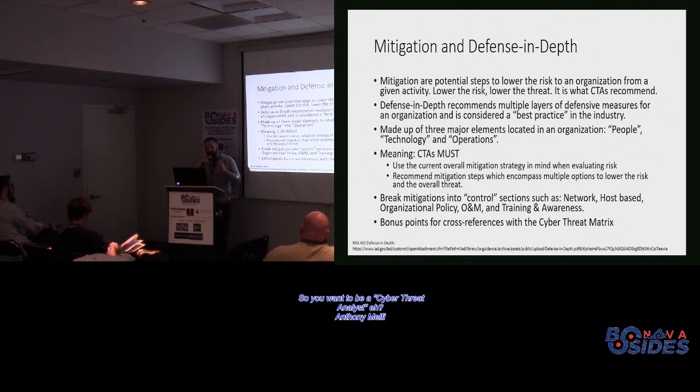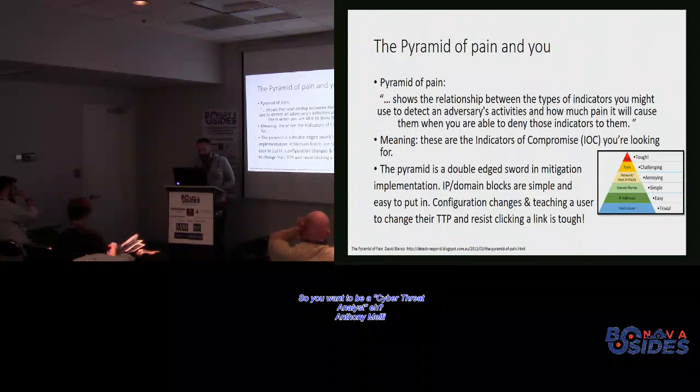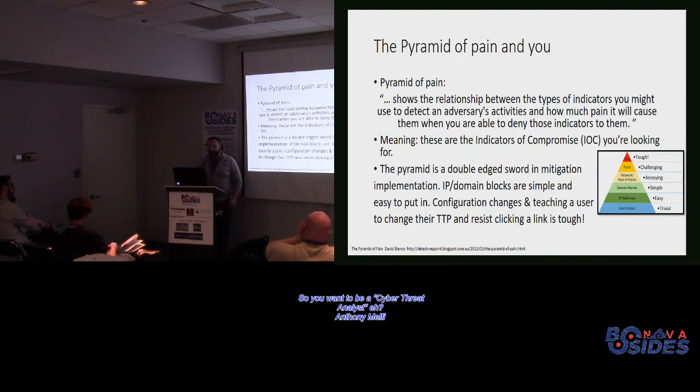We can have tools that strip attachments and look at them to see if there's malware involved. That's going to be your technology. But how do you get to the people? Which brings us to this: the pyramid of pain. If you've never heard of it, it shows the relationship between the types of indicators you might use and how you're going to affect the adversary.